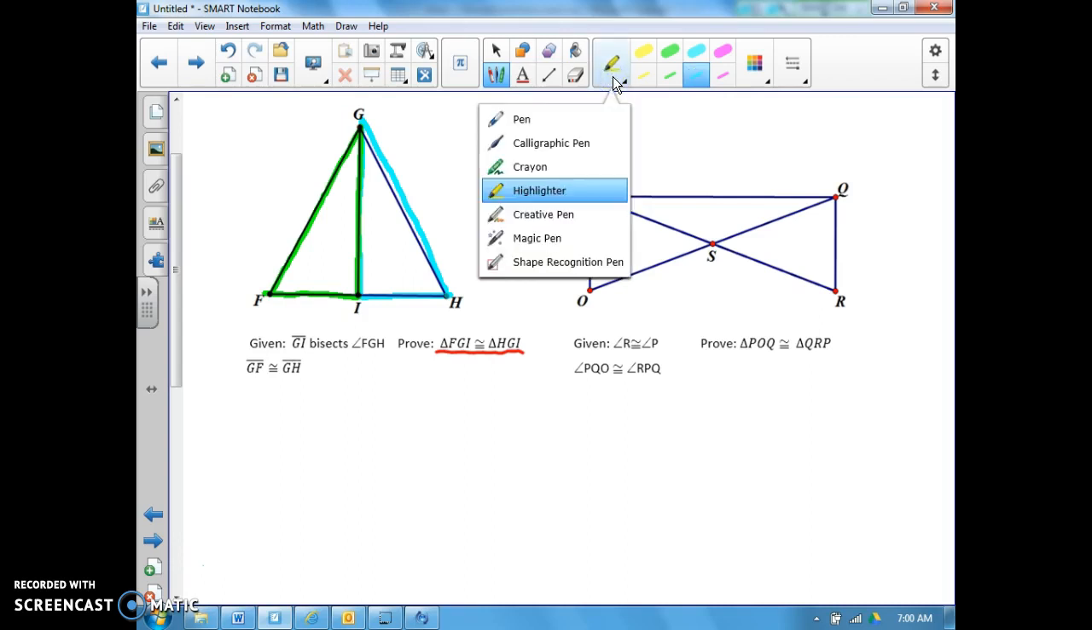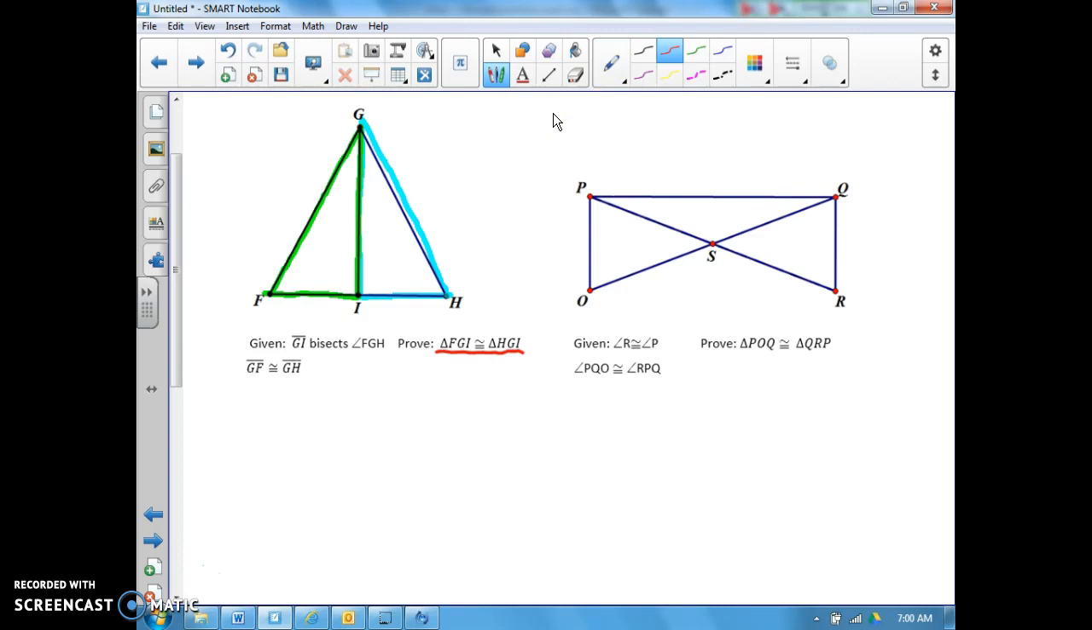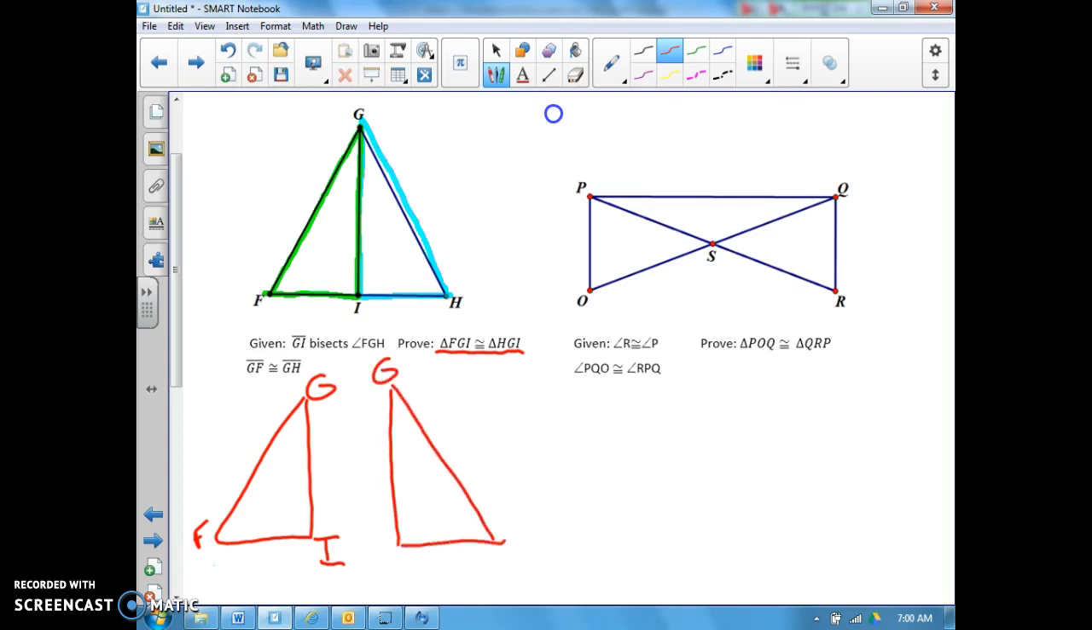So I'm going to redraw my triangles with a pen this time. So this is F, I, and G. And then over here, we would have G, I, and H. Now, they give me that GF is congruent to GH, so I can even mark that up here. And they tell me that GI bisects angle FGH. So FGH is the angle up here, so if it's bisecting the angle, that means that those two angles are congruent. So those angles down here are congruent.